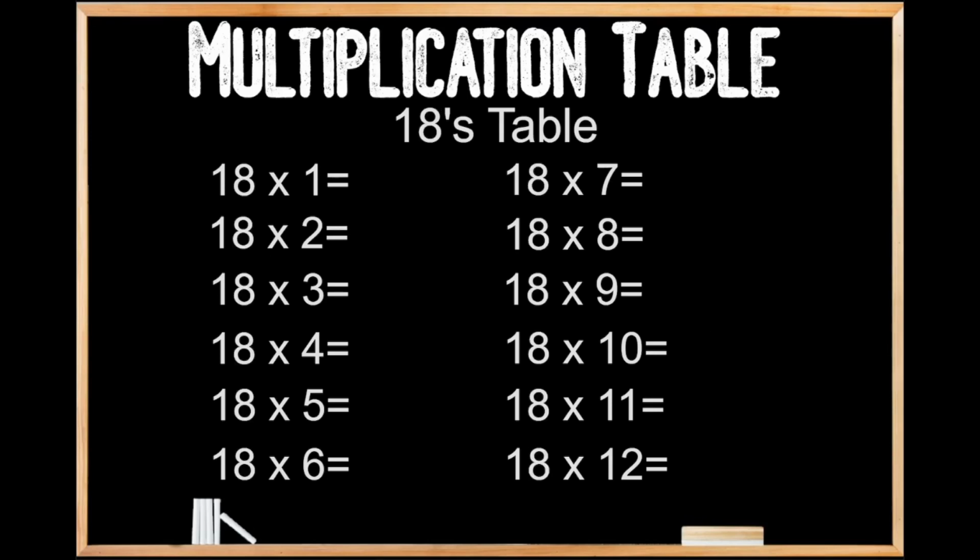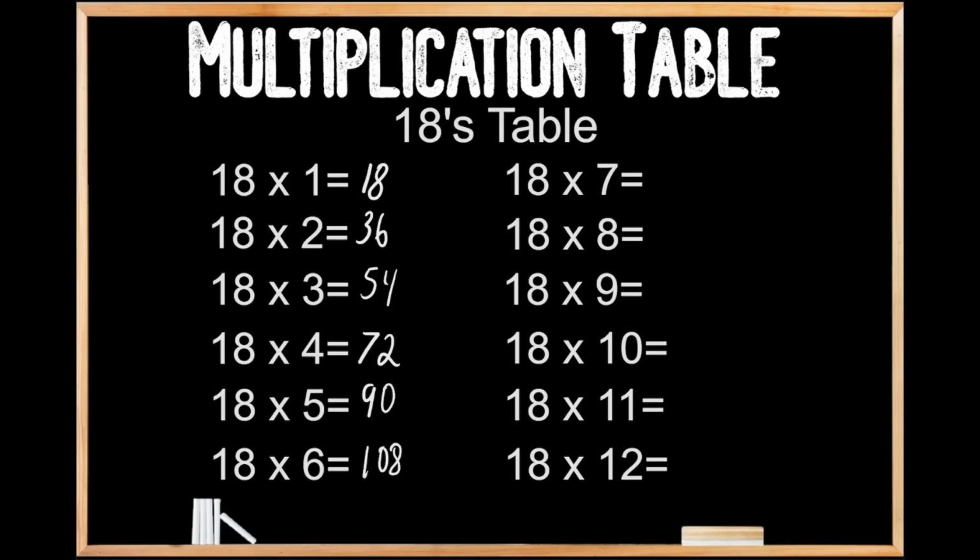18's table. 18 times 1 is 18. 18 times 2 is 36. 18 times 3 is 54. 18 times 4 is 72. 18 times 5 is 90. 18 times 6 is 108.